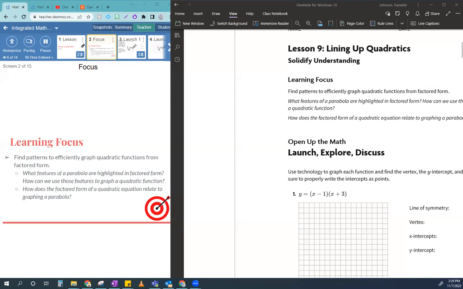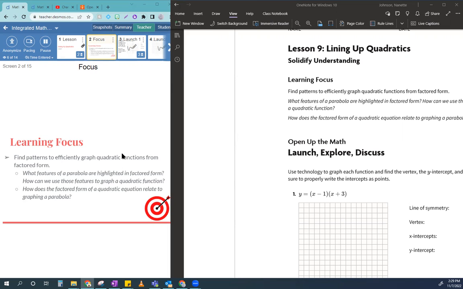Okay, so we're going to be recording, we're going to be learning 2.9. What 2.9 is about is, we just factored in 2.8, right? We know how to get it into this factored form. And now our purpose is to use that pattern to graph quadratics.